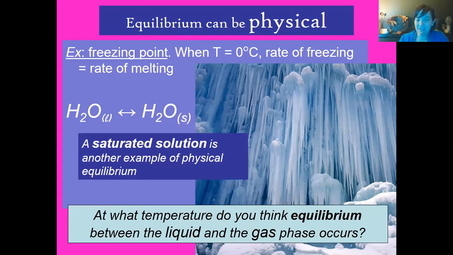Another example of a physical equilibrium we saw this spring was when we studied solutions, and we said a saturated solution, remember that's one that's holding the maximum amount of solute it can. And if you add a little bit more solute in there, maybe it'll dissolve, but that means other particles that had already dissolved in the water will come out of solution and become solid again. So a saturated solution is in equilibrium because just as many particles are dissolving as are undissolving. Equal rate.